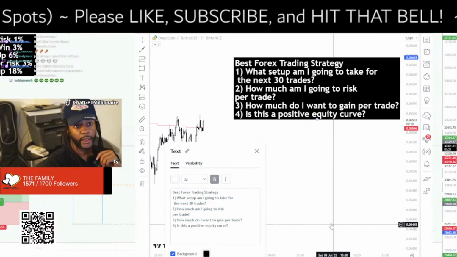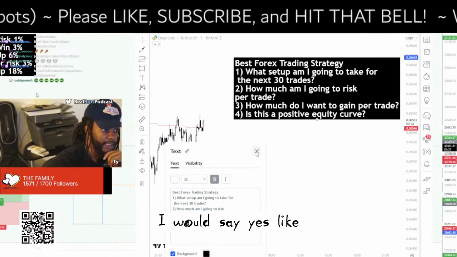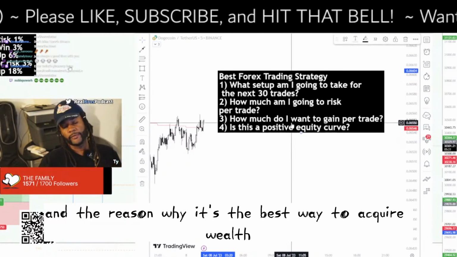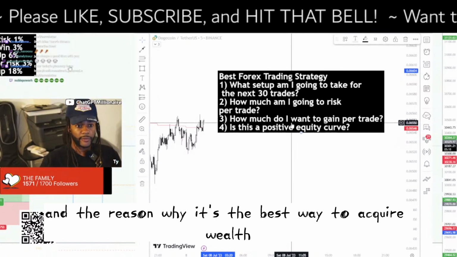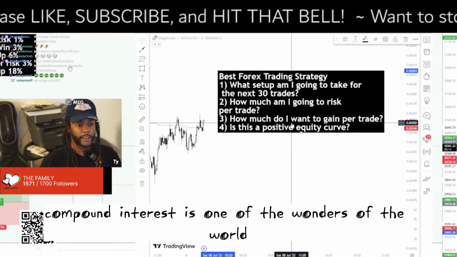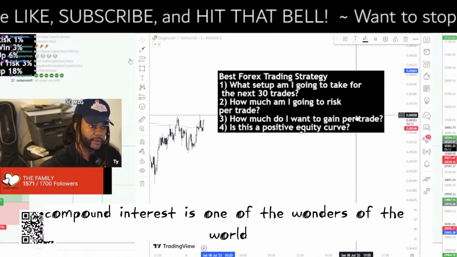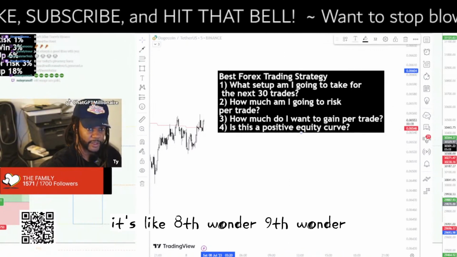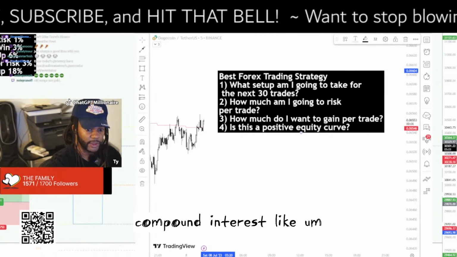I would say yes. Like, trading is one of the fastest ways to acquire wealth. And the reason why it's the best way to acquire wealth is because of compound interest. Compound interest is one of the wonders of the world. It's like the 8th wonder, 9th wonder. It's one of the top wonders of the world.